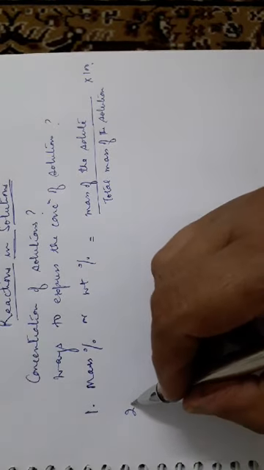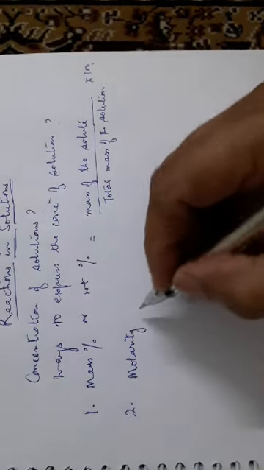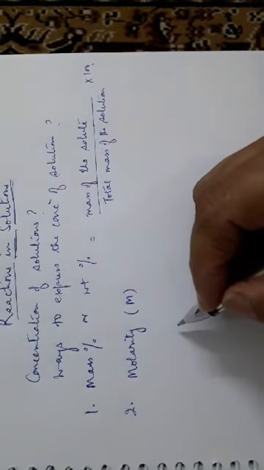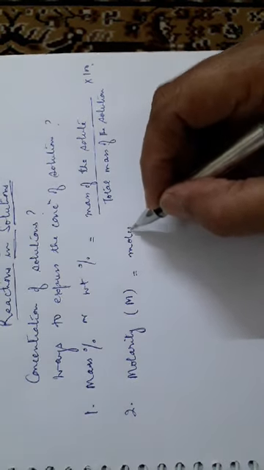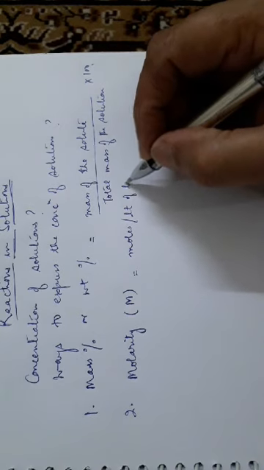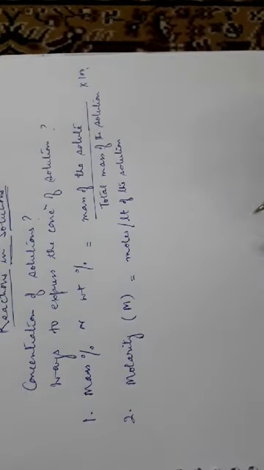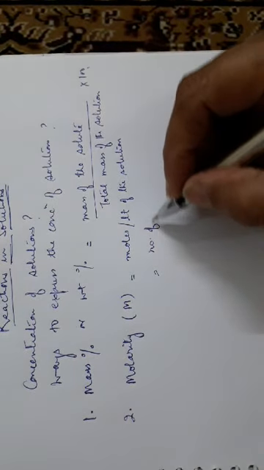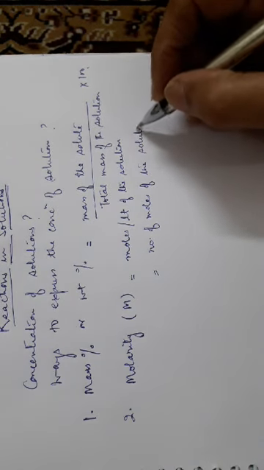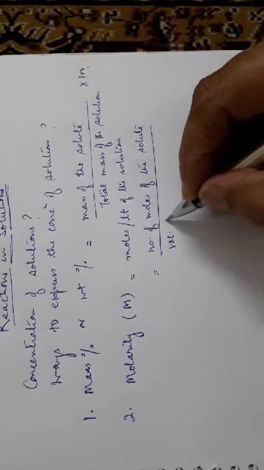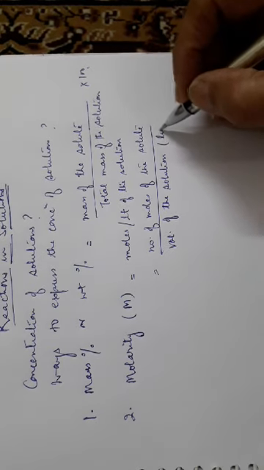Second way to express the concentration is molarity. Molarity is expressed as capital M and it is represented as moles per liter of the solution. What does it mean? Number of moles of the solute divided by volume of the solution expressed in liters.